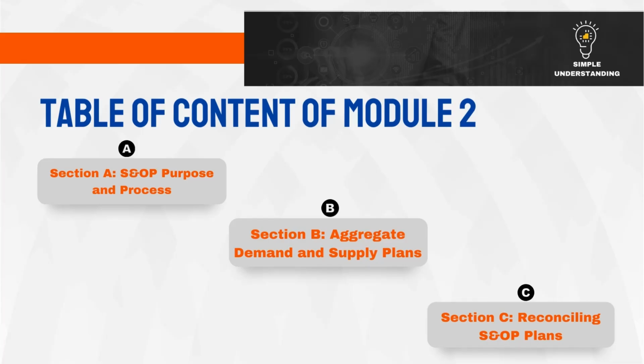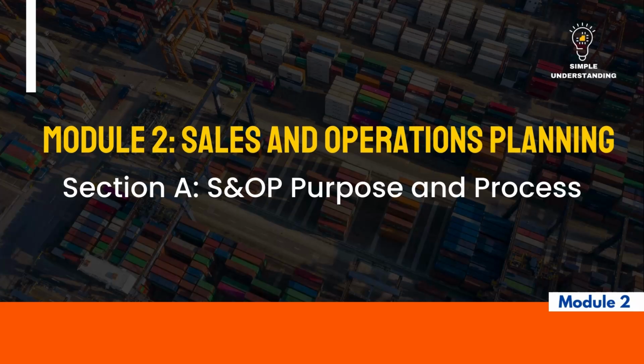In this video, we will continue with Module 2, Sales and Operations Planning, which consists of 3 sections as the following. Section A, S&OP Purpose and Process. Section B, Aggregate Demand and Supply Plans. Section C, Reconciling S&OP Plans. Let's begin with Section A, S&OP Purpose and Process.